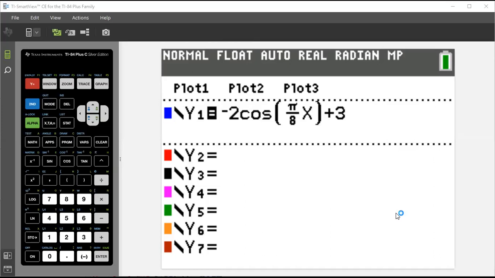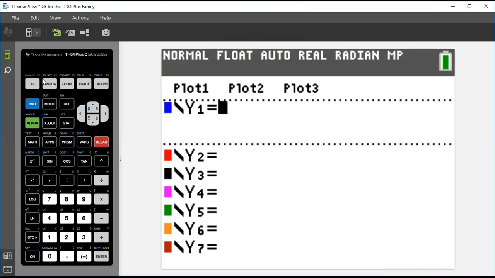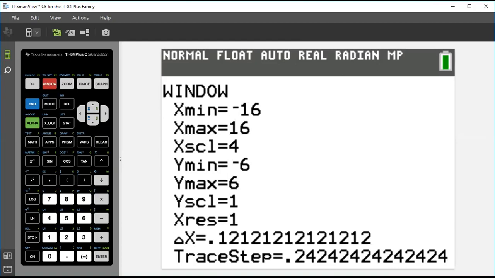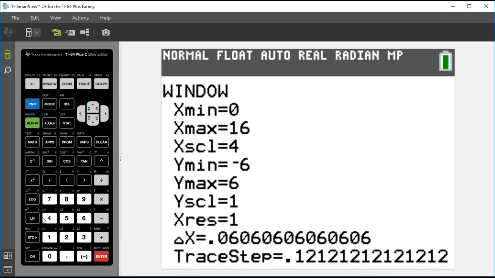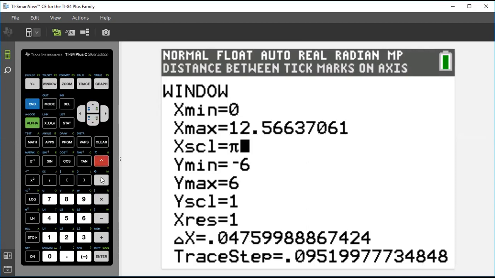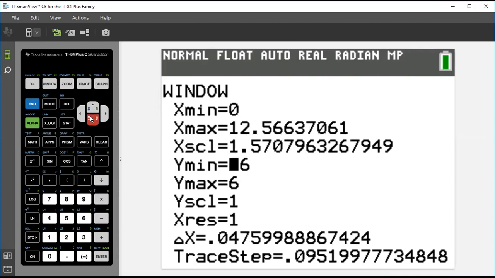All right, so back to your calculator. You're going to hit window. Your X min is going to be 0. Your X max is going to be 4 pi. X scale was pi divided by 2. Y min was -2 for us, and Y max was +2. And our scale was 0.5.